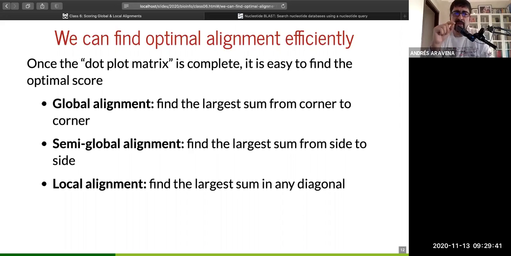In the global alignment, we go from corner to corner. In semi-global alignment, we go from side to side. And in local alignment, we get any diagonal. Okay?